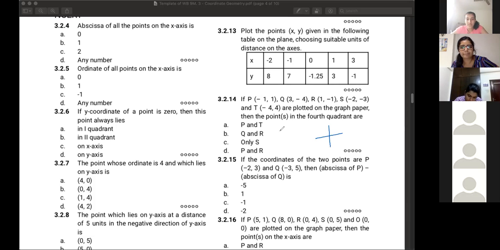Fourth quadrant, huh? Yes. X should be positive and Y should be negative. Nice, Ashka. Fourth quadrant, Ashka. So 1, 2, 3, 4. So this is the fourth quadrant.